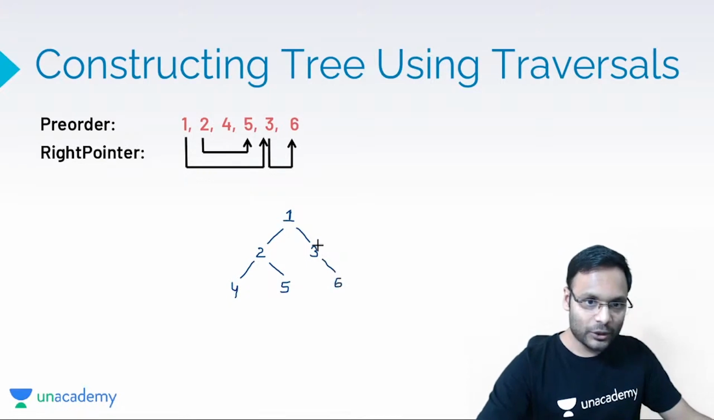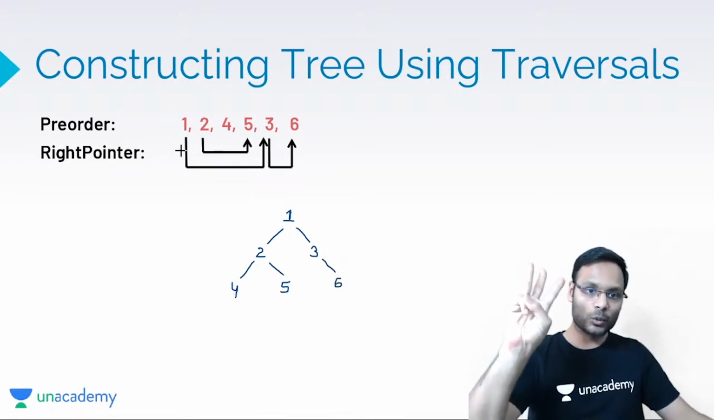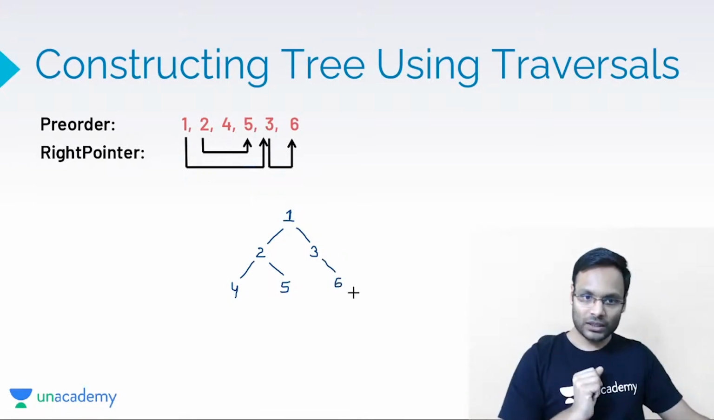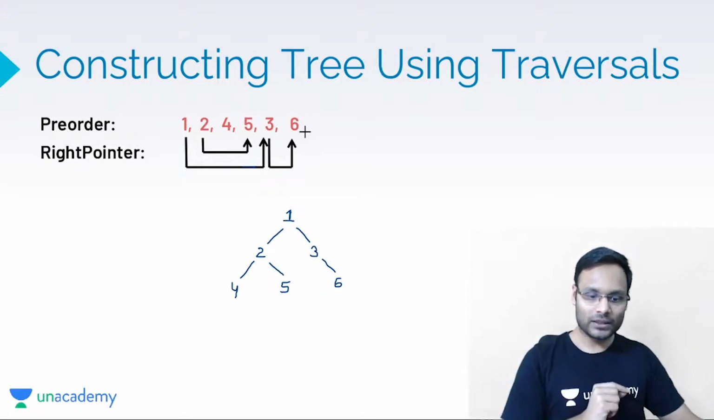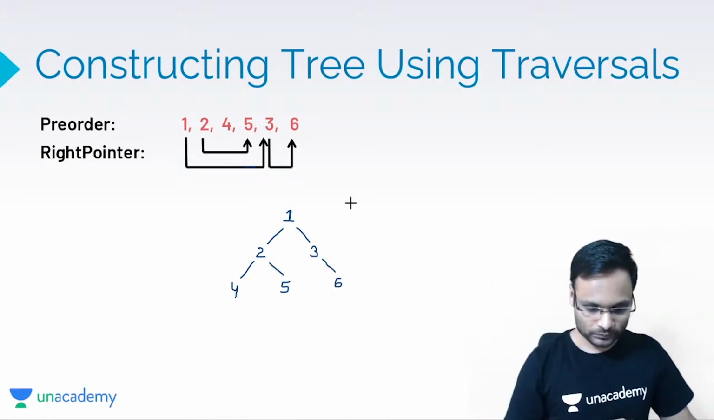3's right child? 6. You can see there are 3 right children: 1's is 3, 3's is 6, 2's is 5. Yes. Pre-order traversal: 1, 2, 4, 5, 3, 6. Same to same.